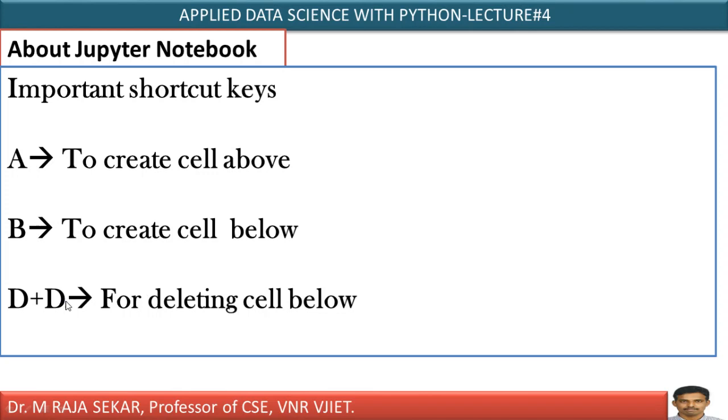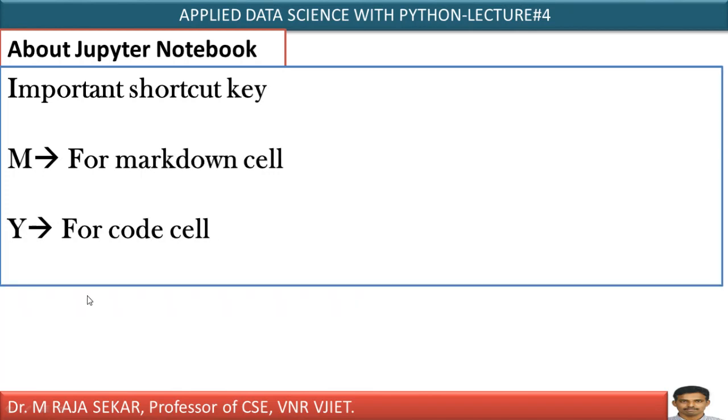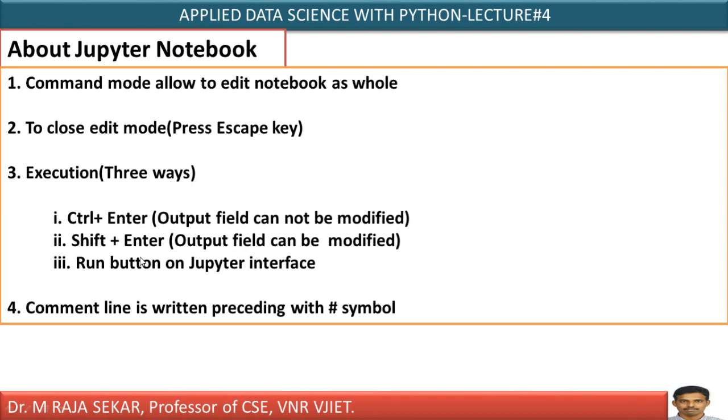If you type double D, it deletes the cell. M means markdown cell. It is useful for documentation, as opposed to a coding cell. I will explain. Time being, just remember these are different shortcuts. I will explain maybe after a few minutes. We will try to understand. Command mode allows you to edit the notebook as a whole.